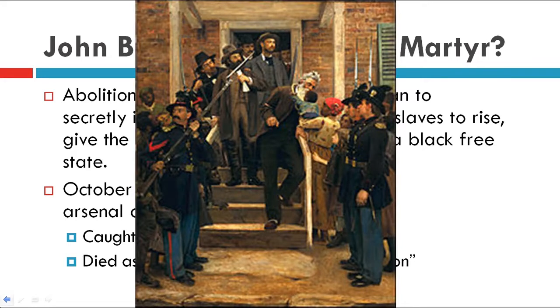And here is a painting of John Brown leaving a courthouse. I don't believe this actually happened, but notice that as he's leaving, even though he's being sentenced to death, he has time to pause and kiss this young African-American child, obviously presenting him in a positive light.